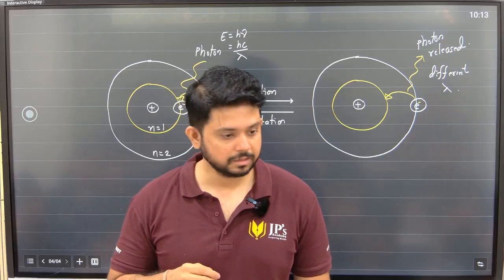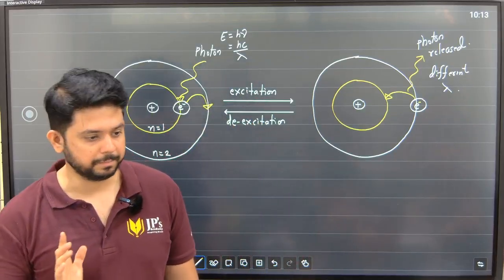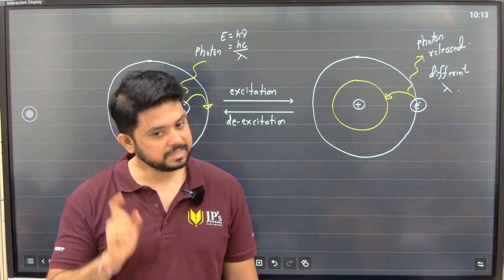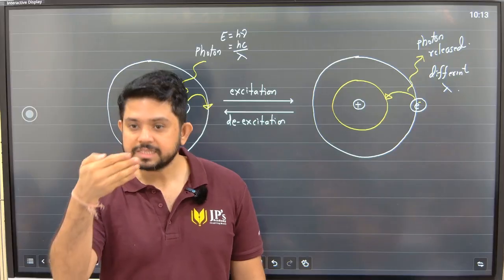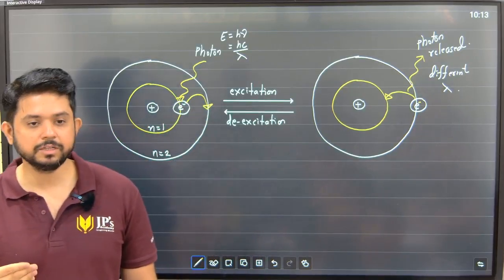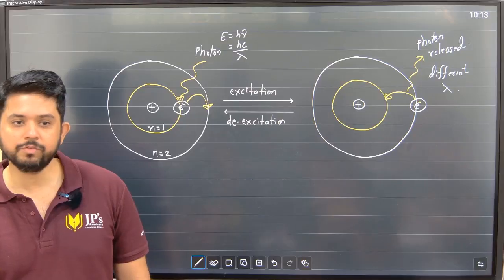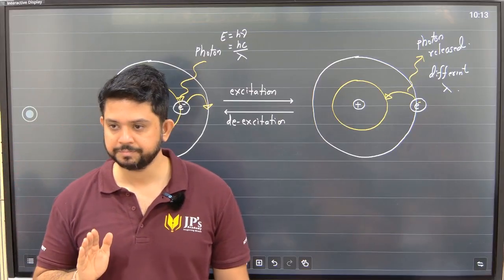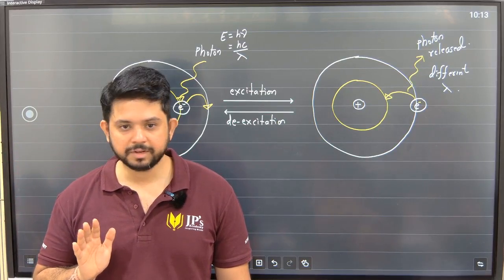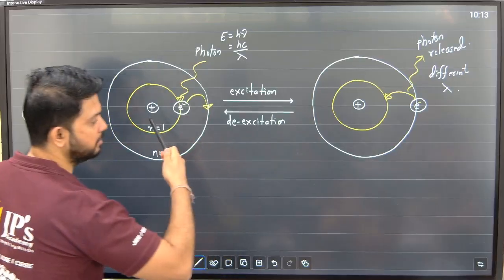Let me tell you here. If this lambda lies in the visible range of the spectrum, then we can see that on the screen. But it can lie in the visible range or in any other part of the electromagnetic spectrum. Usually we will study about UV or infrared. Did you people get that? Yes or no? And we're going to study about emission spectrum.